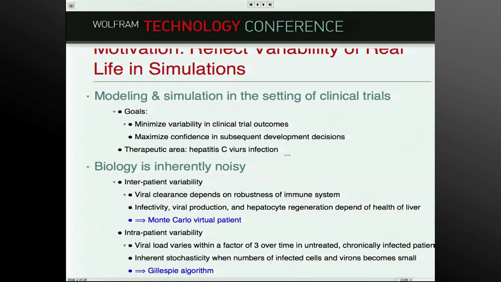The first kind of noise, about interpatient variability, leads to Monte Carlo type simulations where you choose your parameters on a random basis around central values with a given distribution. I'm not going to address that problem today. The intra-patient variability, though, where you have to worry about things happening because of the random nature of molecular events, is what I'm going to talk about, and we handle that with the Gillespie algorithm.